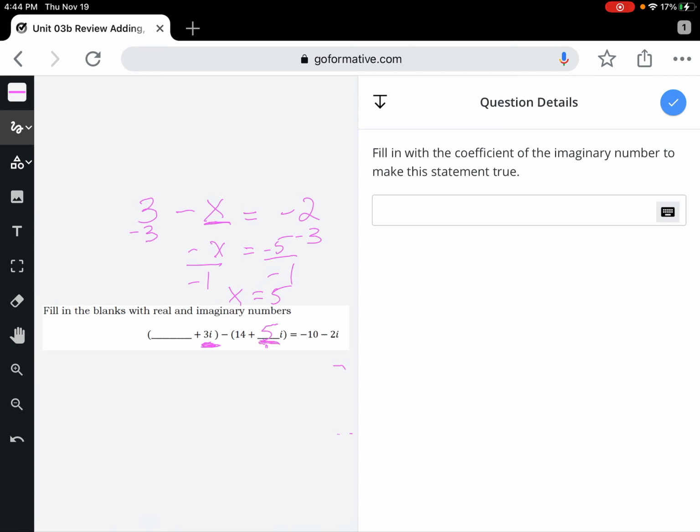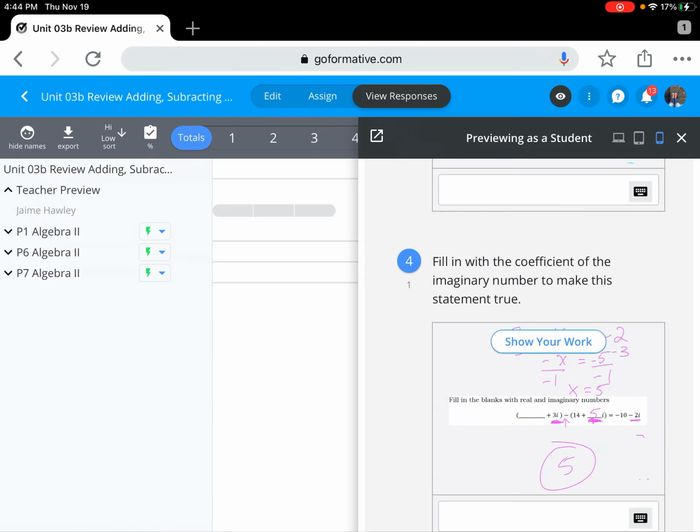And is 3i plus negative 3 or 3i minus 5i equal to negative 2i? Sure enough it is. So your answer to that one was 5.